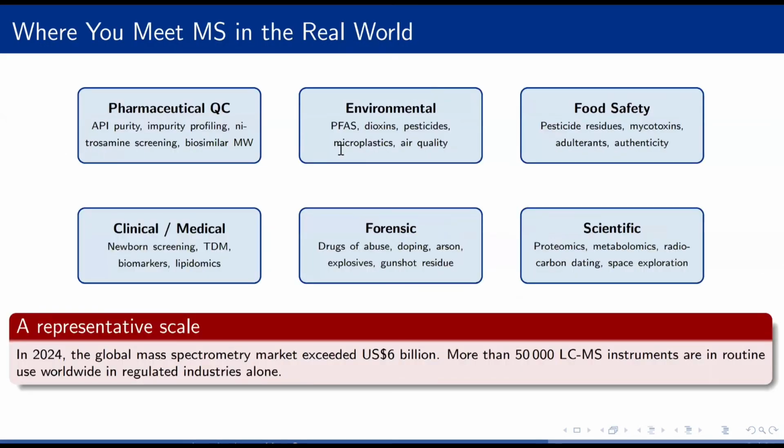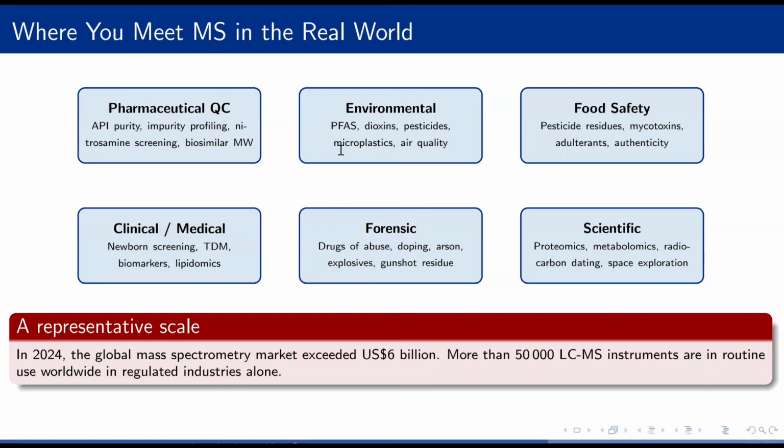Before we dive into the physics, let me give you a sense of where this technique actually lives in the real world. Pharmaceutical quality control is probably the single biggest industrial user. Every batch of every drug that reaches a pharmacy shelf has been characterized by mass spectrometry at some point in its development or release testing. The nitrosamine crisis a few years ago, when contaminants in valsartan and ranitidine were discovered, was entirely a mass spectroscopy story. Specifications are measured in parts per billion, and MS is the only technique that can deliver that.